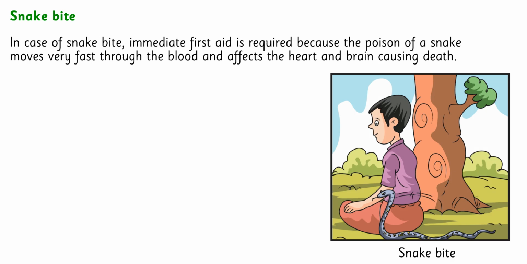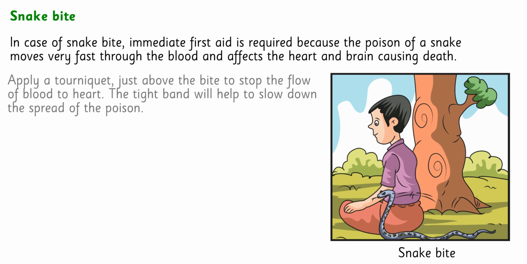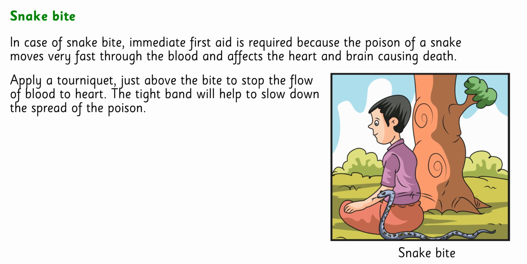Snake bite. In case of snake bite, immediately give first aid because the poison of a snake moves very fast through the blood. It affects the heart and brain, causing death. Apply a tourniquet just above the bite to stop the flow of blood to heart. The tight band will help to slow down the spread of the poison.